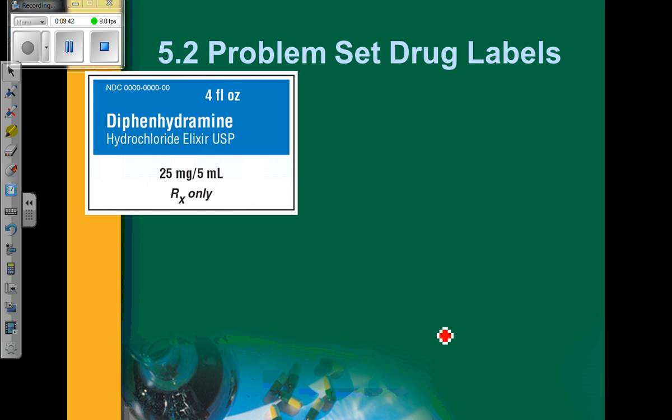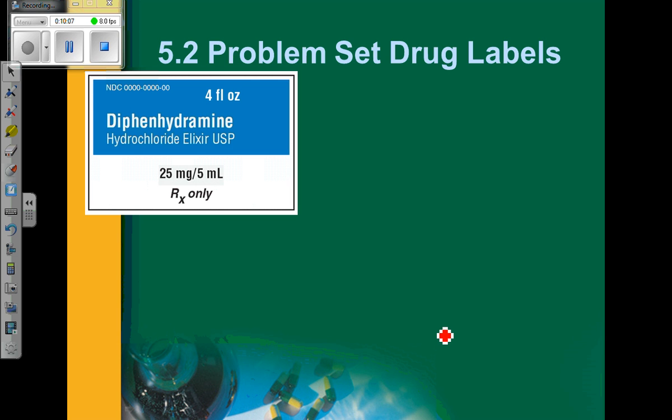Okay. So now we're going to look in your book and we're going to go through and do some examples. Now section 5.2, and this is on page 134 in your book. So if you flip to 134 and look at question 29, you're going to use this label to answer question number 29.